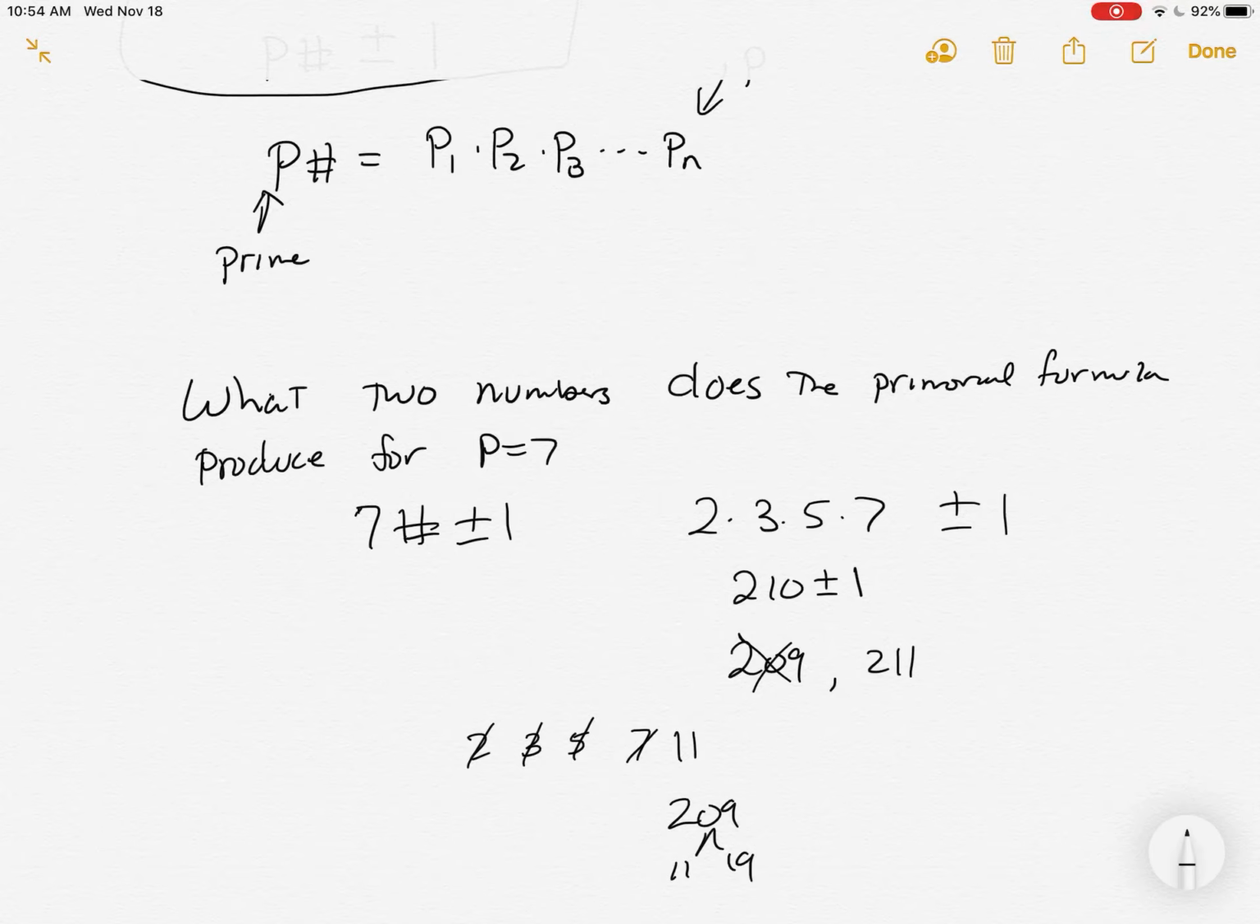211? Maybe. We'll see. 2 doesn't work. 3 doesn't work, right? Yeah, sum of the digits is 4. 5 doesn't work. 7 into 211 doesn't work. So 11 going into 211 we know won't happen because it went into 209. 13.